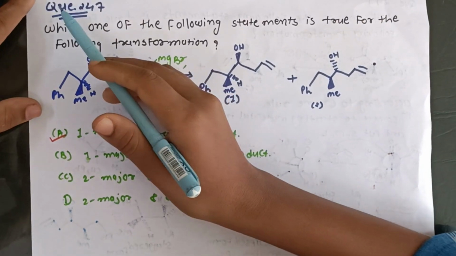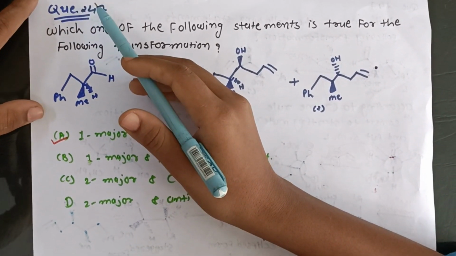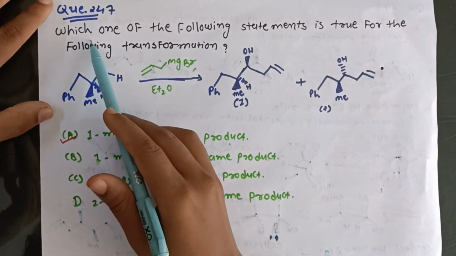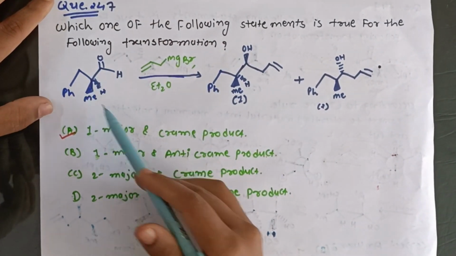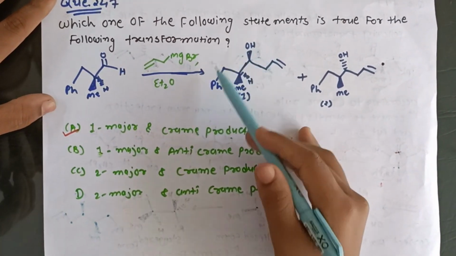Hello everyone, this is the quiz board question number 247. Which one of the following statements is true for the following transformation? This is the transformation and this is the diastereomer product.